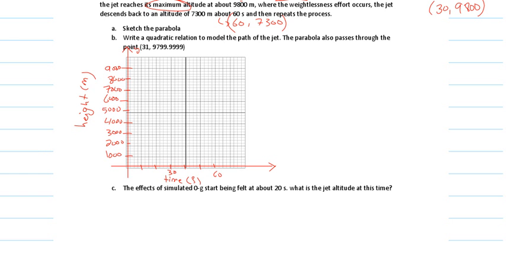Okay, now my first point is at (0, 7,300). So 7,300 is about here, and then 0 is about right here. My max is at (30, 9,800). So it's about, oops, that's the 10,000. A little bit lower than that.